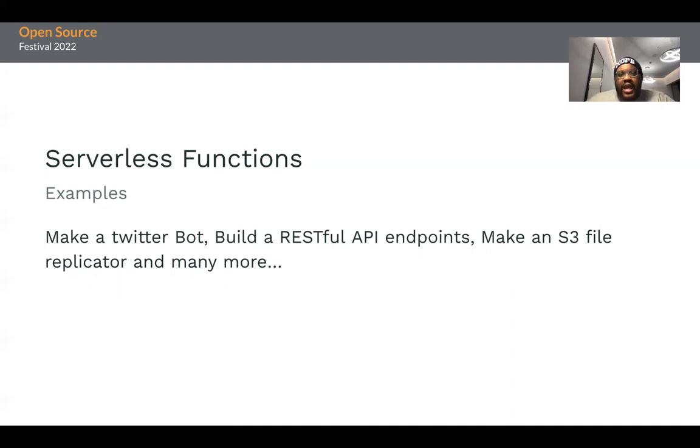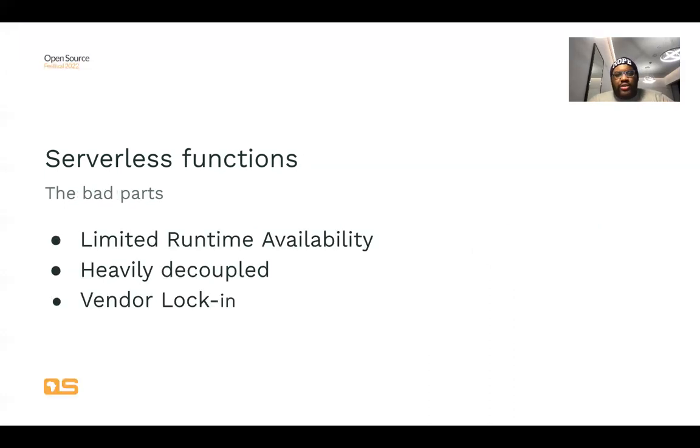But even as great as serverless functions sound, there have always been some bad parts about them, and that's basically limited runtime availability. What this means is you have to wait till the cloud provider offering you that serverless function releases a runtime. Take, for example, if you wanted to use Node.js 18 or Node.js 14, you basically have to check the documentation to see if that cloud provider has that offering. It is heavily decoupled. So if you're running a monolith, it can be very, very difficult. The concept of functions is breaking applications into different pieces. So it is heavily decoupled.